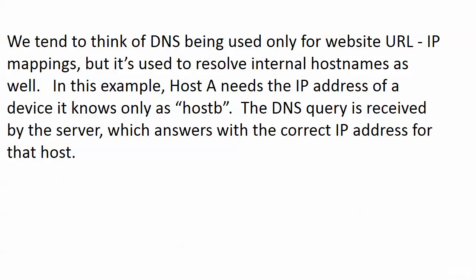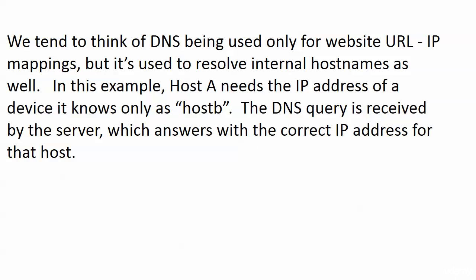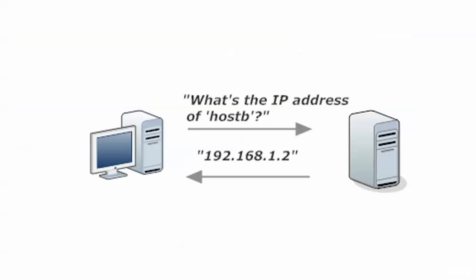And you also use DNS to resolve internal host names as well. If we have a host that needs the IP address of a device it knows only as host B, then it's going to have to send a query out to a DNS server. And then the server can respond and say, okay, the address you actually want is 192.168.1.2, and that's it.